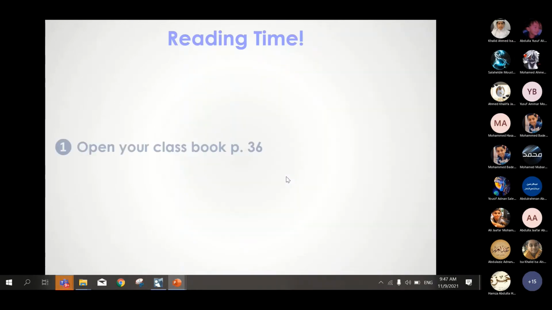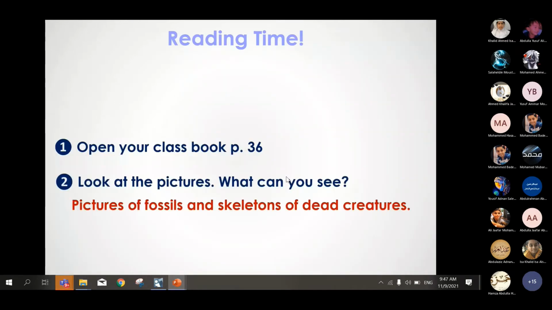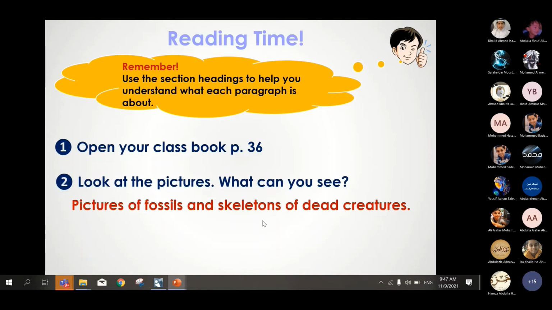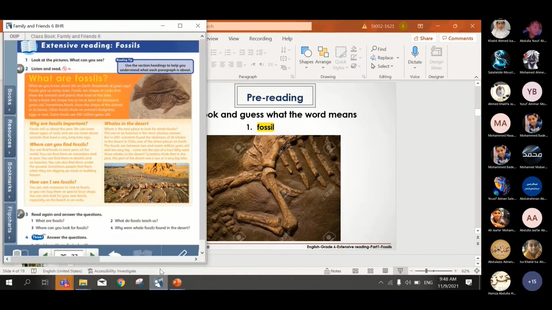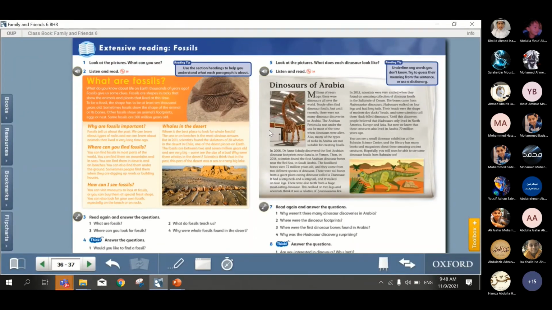Now it's reading time. All my dear students, if you have got a class book, you can use it. If you don't have one, no problem, you can follow us on the screen. Our lesson is in your class book, page number 36. Now let's go to the class book, this part. All students get ready, because after you listen, I will send you a link to do an exercise about reading.